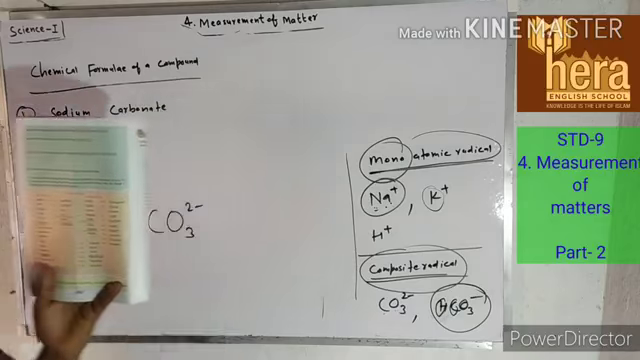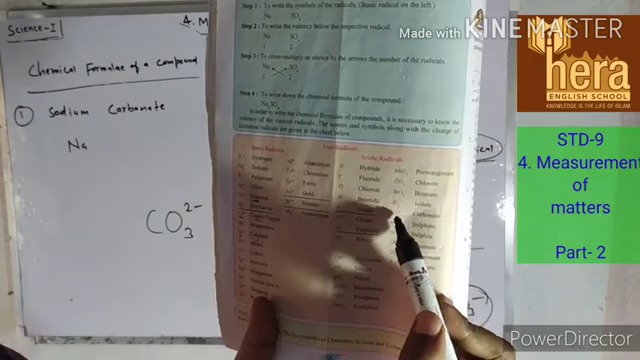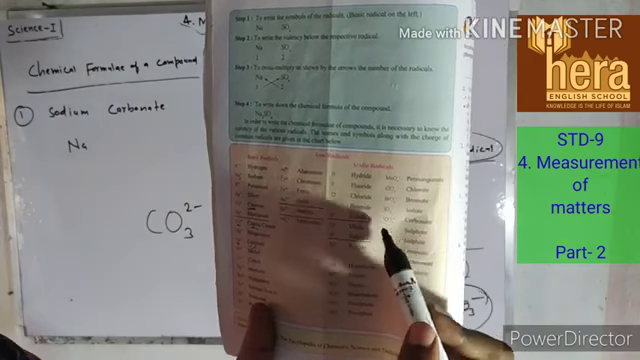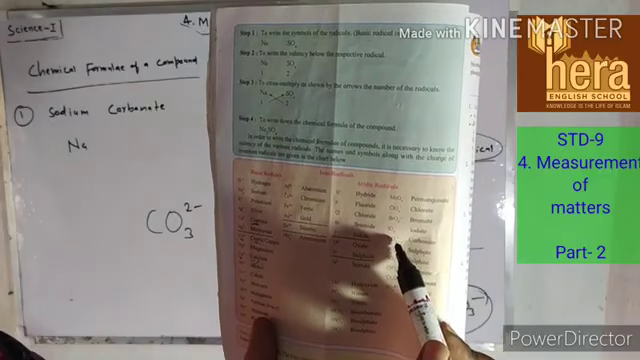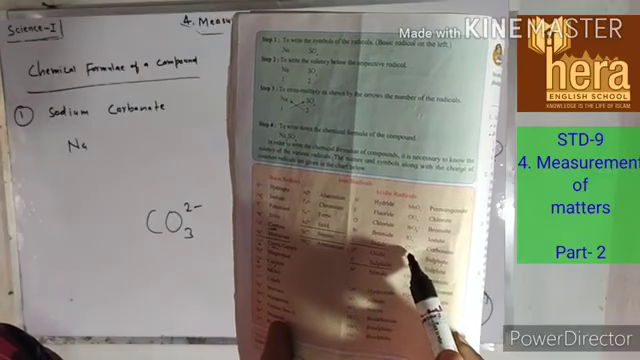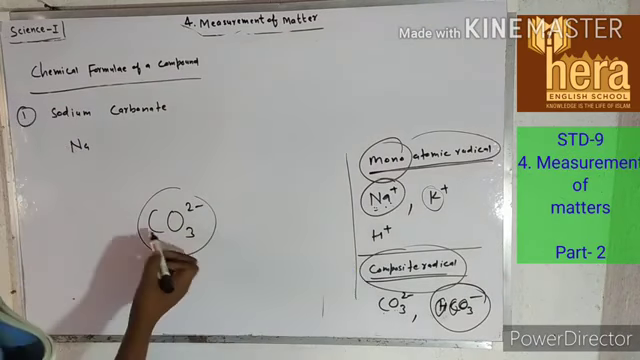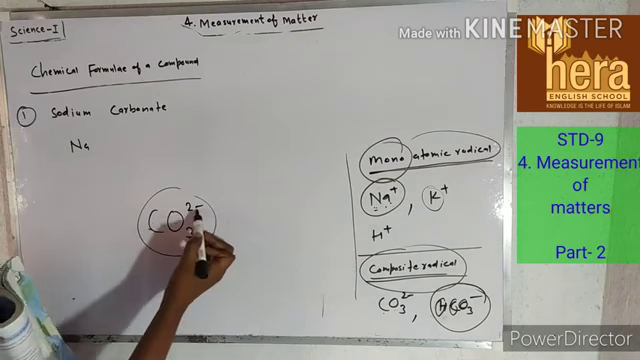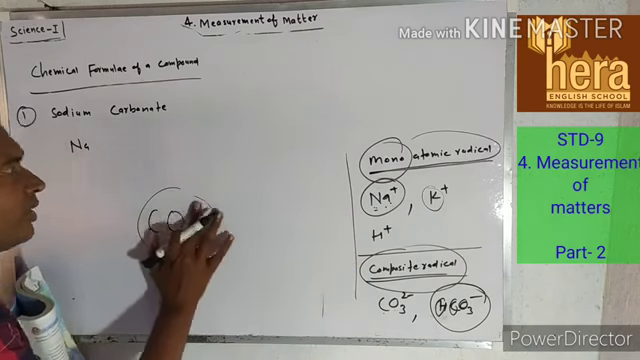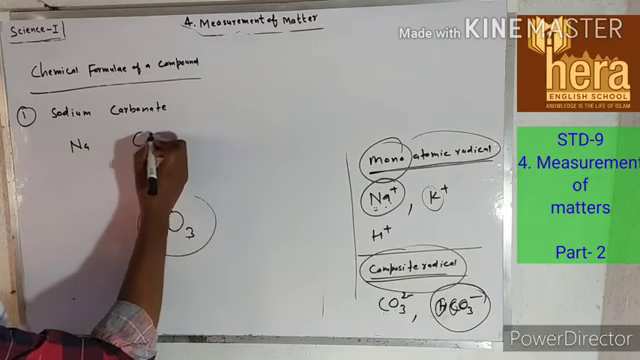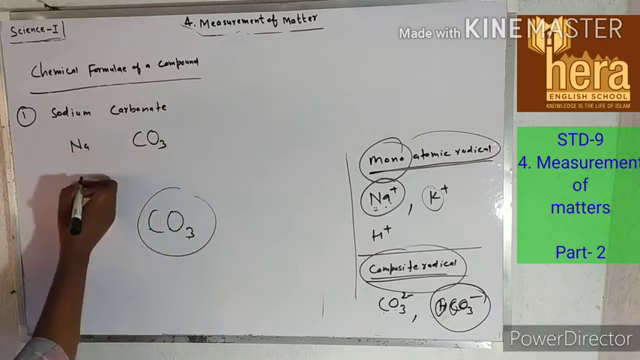CO3, you can see here CO3 2 minus. No need to write the 2 minus, because 2 minus represents that they have accepted 2 electrons. So write only CO3. Actually on page number 56 it is given as carbonate CO3 2 minus. These 2 represent valency. So don't write the 2 minus. Write only CO3.